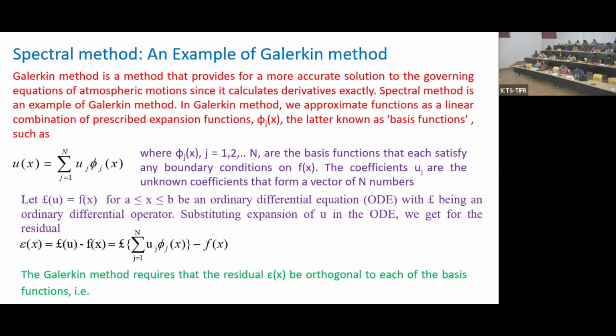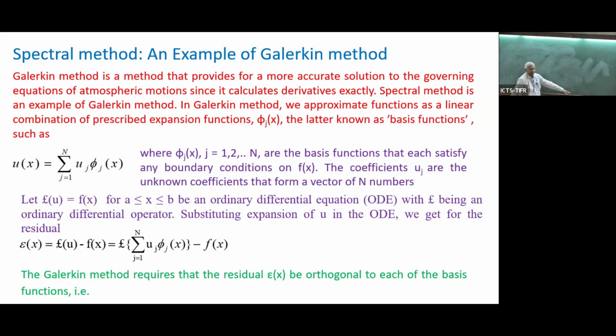let's take, I have an ordinary differential equation. X lying between a to b, L of u equals f of x. This is an ordinary differential, let's take a linear operator, and this is some known function of x. I have to solve this. So what we do in the Galerkin method is, my u of x, which is unknown, is written in terms of what are known as basis functions. So a j are coefficients and phi j's are known as basis functions.